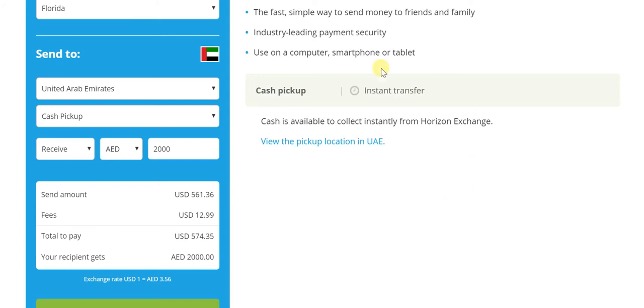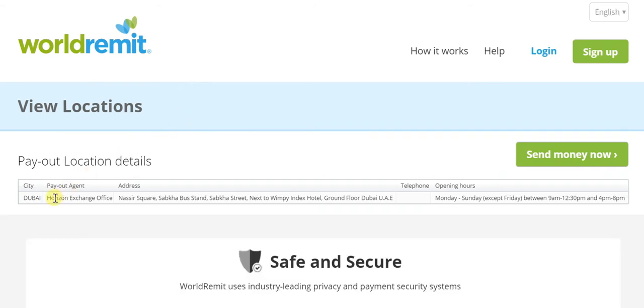As far as Horizon Exchange is concerned, it is located in Dubai. It's at Nasser Square in Dubai. The working hours are Monday to Sunday except Friday, between 9 a.m. to 12:30 p.m. and 4 p.m. to 8 p.m. So as long as in Dubai in particular, if you're looking to pick up cash, you can do so from the Horizon Exchange office.